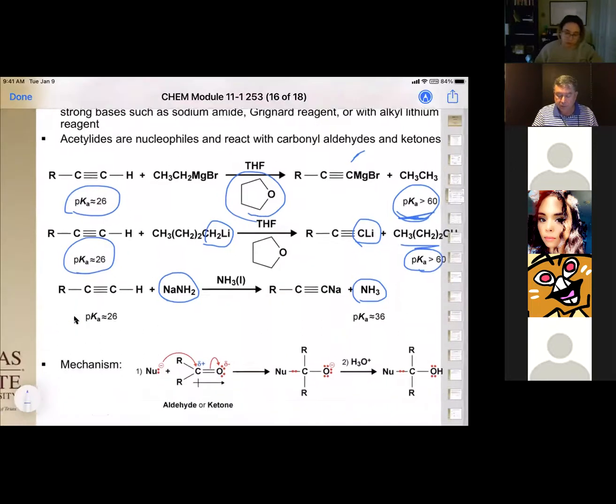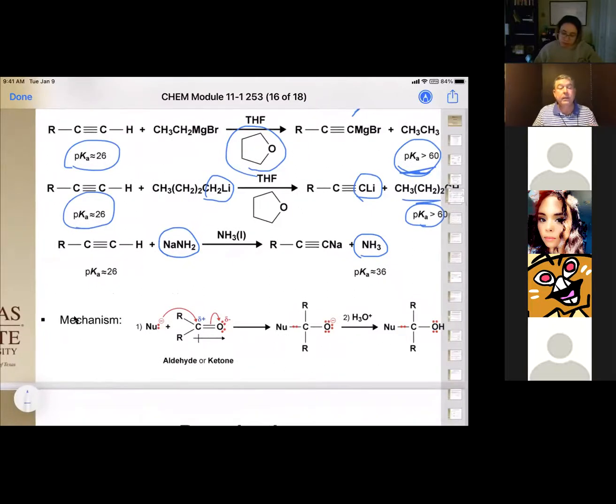Then, of course, once you have your acetylene as your nucleophile, it's going to attack your carbonyl compound, generating your salt of your alcohol that you have to protonate with acid to generate either a secondary or tertiary alcohol, or if you have formaldehyde, it'll even generate a primary alcohol, and your alkyne is intact.